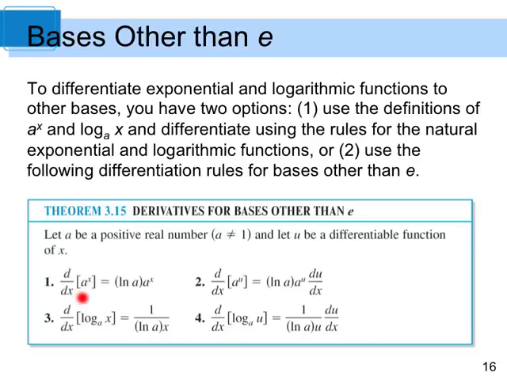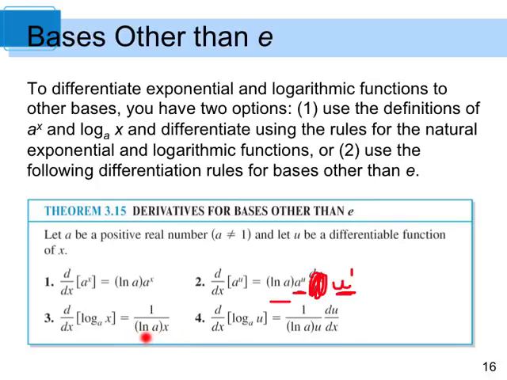I gave it to you one day, but now this is the chain rule version of it. And if you want, instead of writing du dx, you can just write u prime. So it's the natural log of a times a to the u times u prime. And this is a new formula, so make sure you get this one down. The derivative of the log base a of x is 1 over the natural log of a times x.